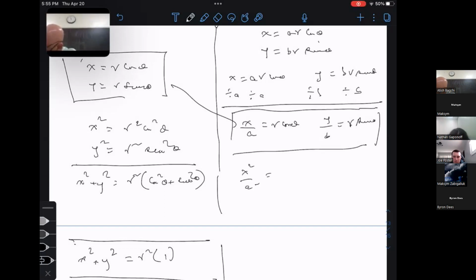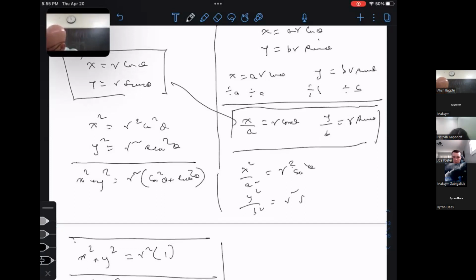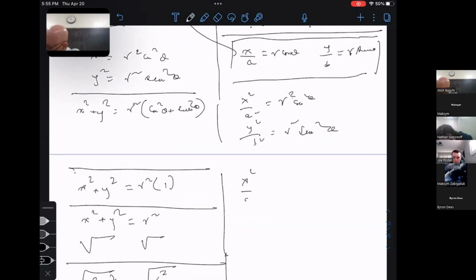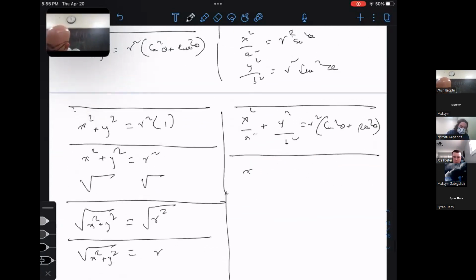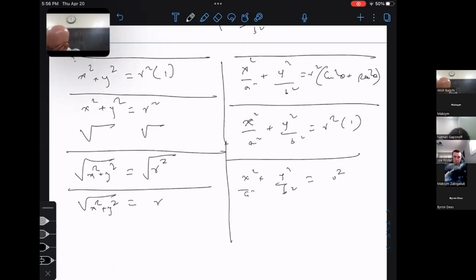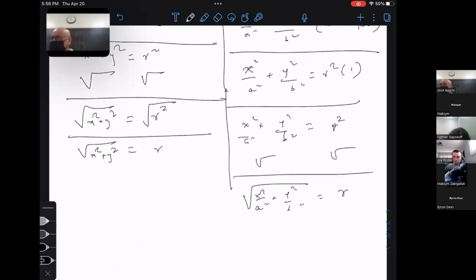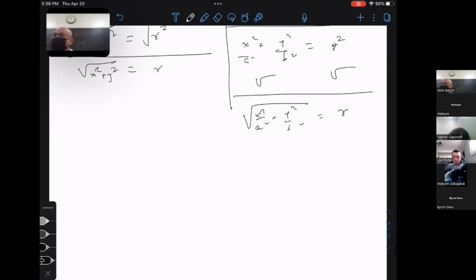So x squared over a squared is equal to r squared cosine squared theta. Y squared over b squared is equal to r squared sine squared theta, which means x squared over a squared plus y squared over b squared is equal to r squared times (cosine squared theta plus sine squared theta), which means x squared over a squared plus y squared over b squared is equal to r squared times 1, which is r squared. Taking the square root of both sides, we get the square root of x squared over a squared plus y squared over b squared is equal to r. So these are the two relations between r and x and y in the two cases.